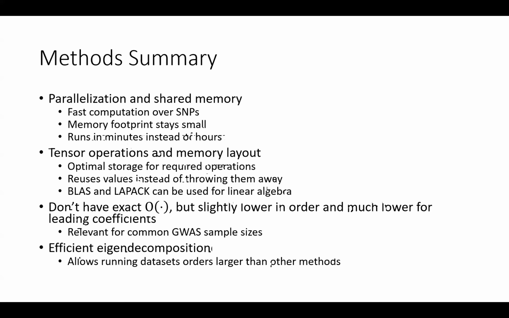The tensor structure in particular allows us to use BLAS and LAPACK to have fast linear algebra by aligning our memory. While I don't have an exact big O notation on this, it's slightly lower in order than what the original implementation was, just using nested for loops, and has a much lower leading coefficient, which is really nice. This becomes relevant for the types of sample sizes that GWAS typically runs with. Lastly, I run efficient eigendecomposition, which allows running on data sets that are orders larger than most methods.